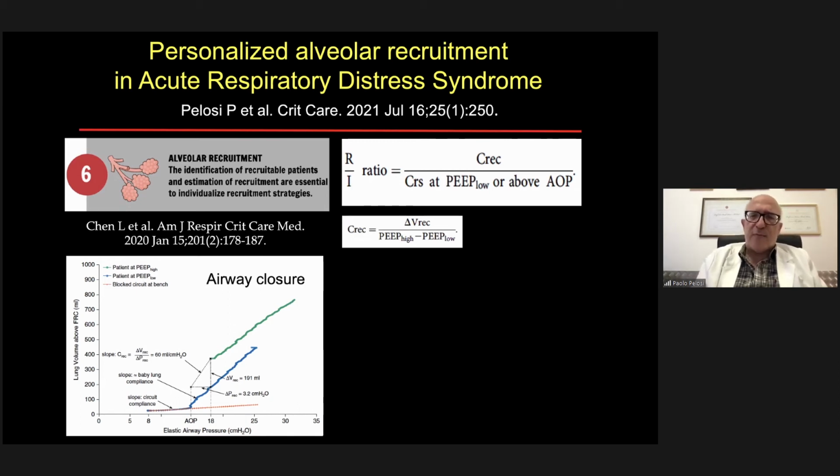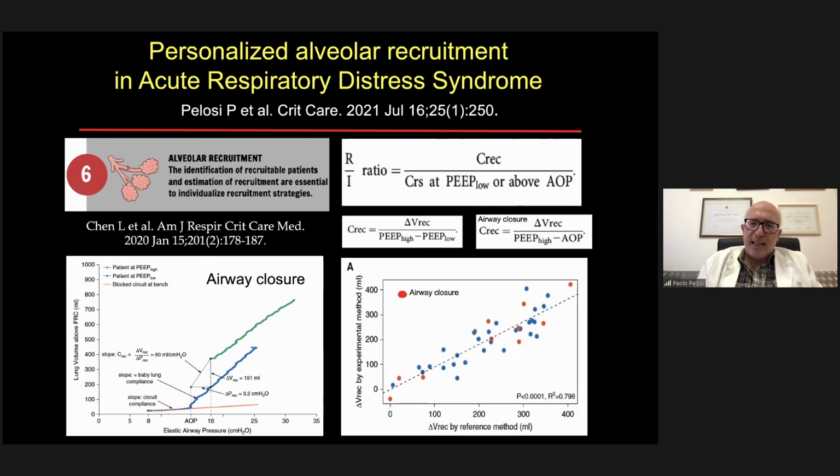And the compliance, of course, of the recruitable tissue is related to the recruitable volume, as I showed you before, divided by the difference in PEEP, while in the presence of airway closure it is calculated with the higher pressure minus the airway opening pressure. And you can see here there is a very nice correlation between the recruitable volume method and the experimental method in patients with and without airway closure.